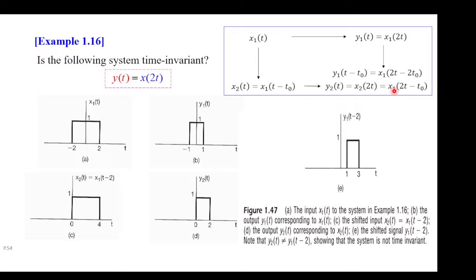Then you see that this is minus 2t0 here, and it's minus t0 here, and those are most likely different functions.